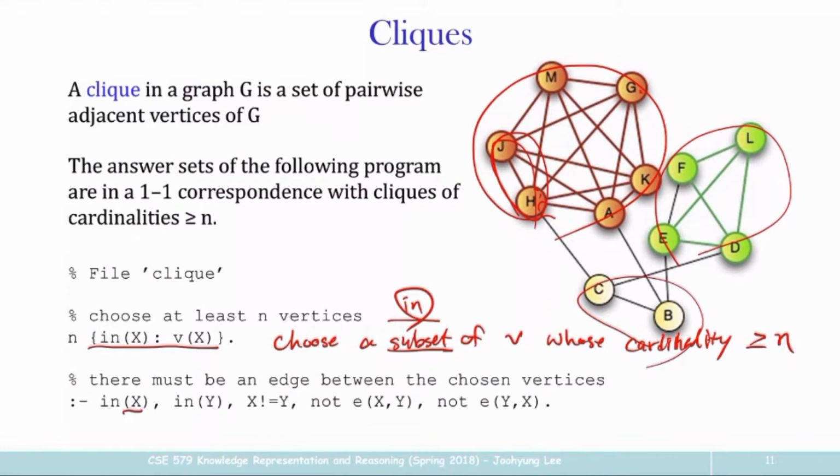Suppose x and y are vertices. So two different vertices x and y that belong to the in predicate, but there is no edge from x to y or y to x, then this violates the constraint. Okay? Done.